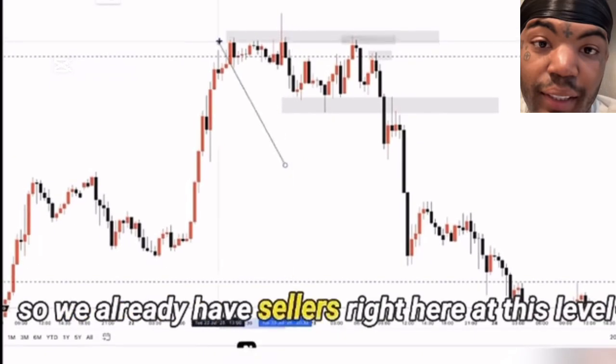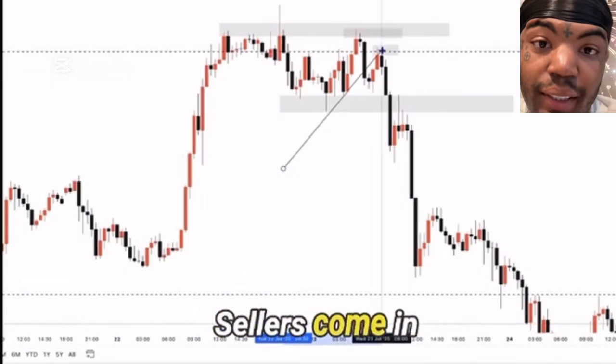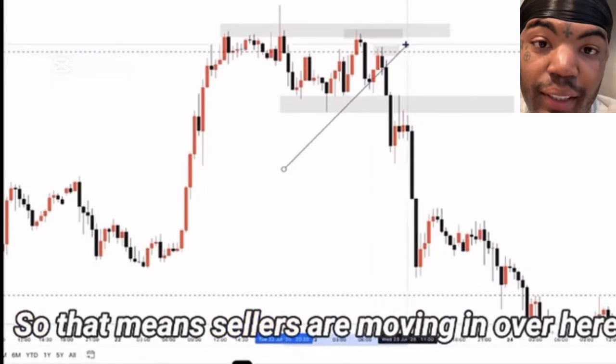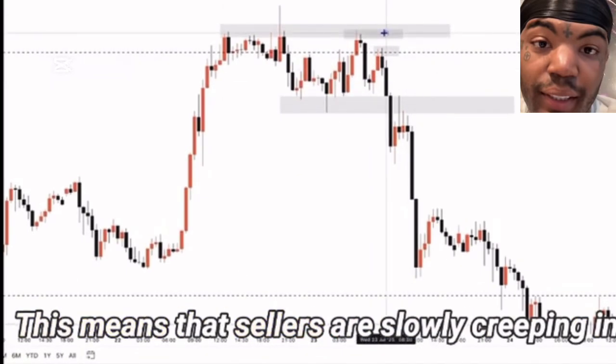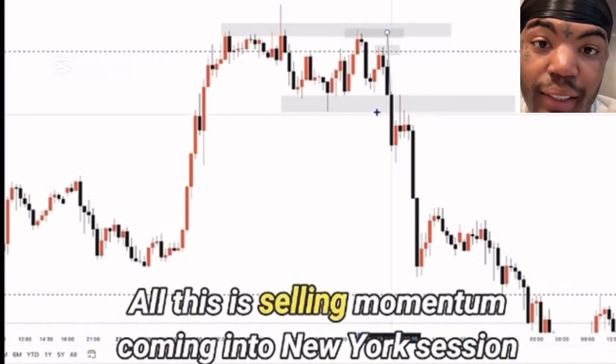we already have sellers right here at this level. Sellers come in here, push price down. Sellers come in. So that means sellers are moving in over here. This means that sellers are slowly creeping in. And then we also have a break of support. All this is selling momentum.